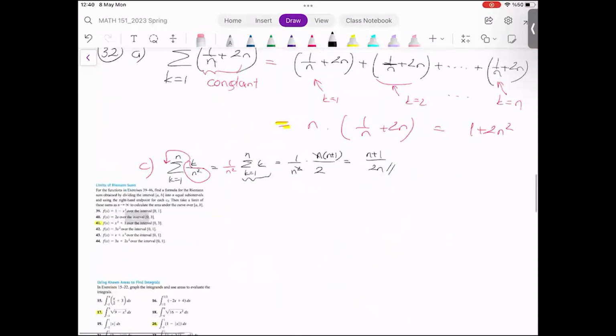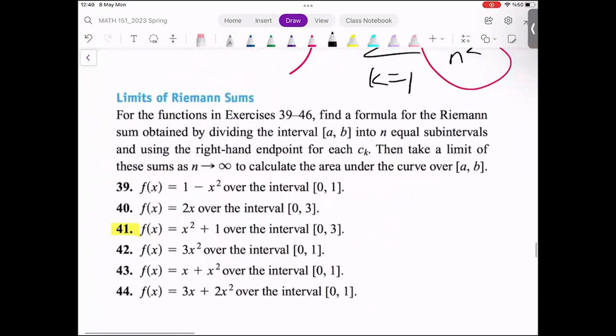Okay, the next group of questions is about Riemann sums, which is a very important topic. And I think I should stop here. I will start doing that after the break. Okay, let's take a 10 minute break here.